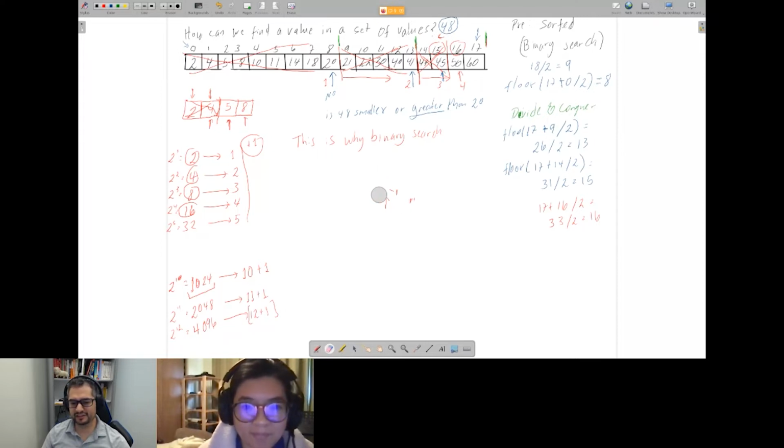But usually, this is usual for even numbers. For odd numbers, it will be like if this were 3, then you only check twice, right? But anyways, it doesn't matter. The point is that every time the values double, you only have to check one more time.